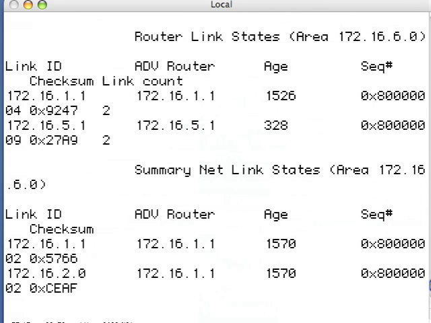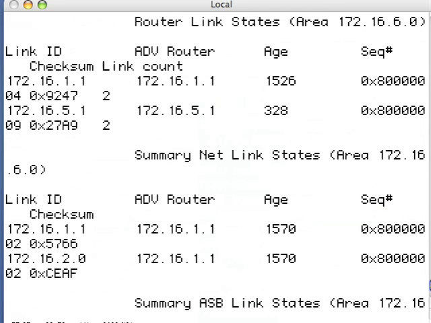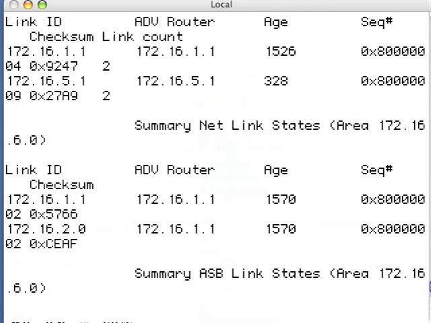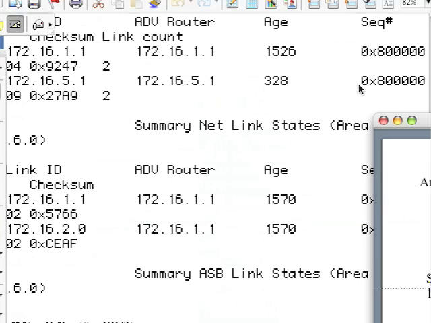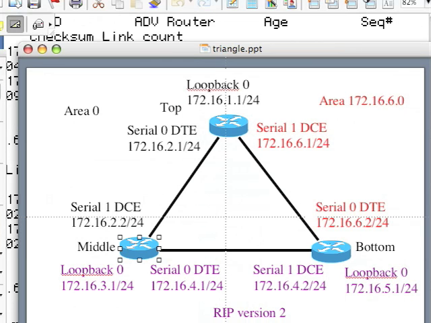We don't have any network LSAs because all of our links are point-to-point. Network LSAs are used for Ethernet broadcast networks, for example, where you can have 4 or 5 or 6 routers hanging off of one Ethernet hub. We have two summary network link states. These are routes that are injected into area 172.16.6.0 by the top router, which is an area border router, and one of them is for the loopback, and one of them is for the serial link.